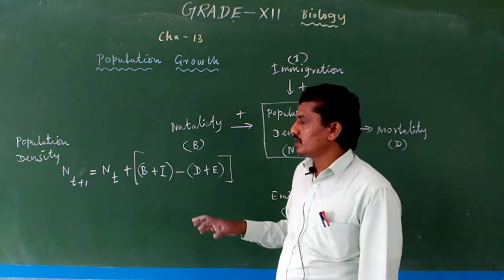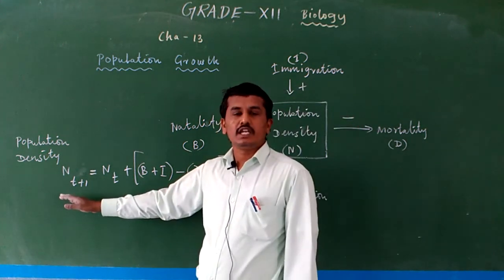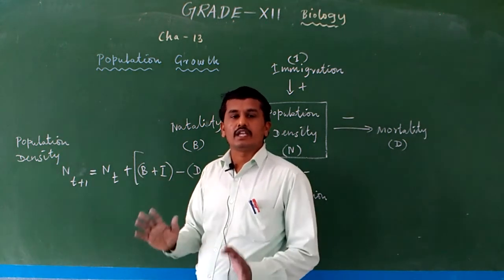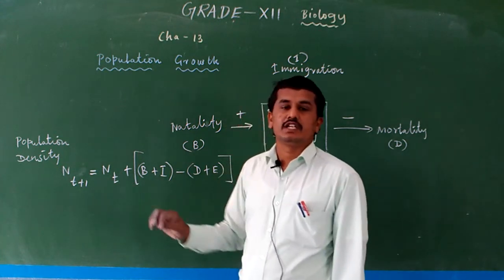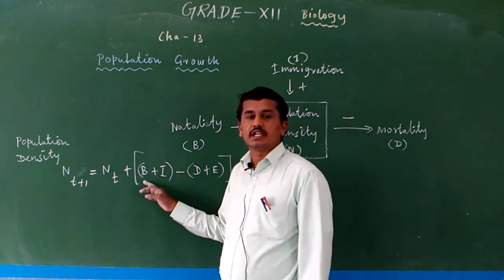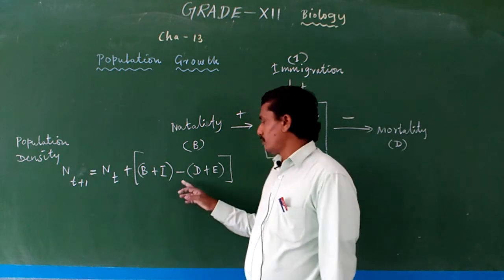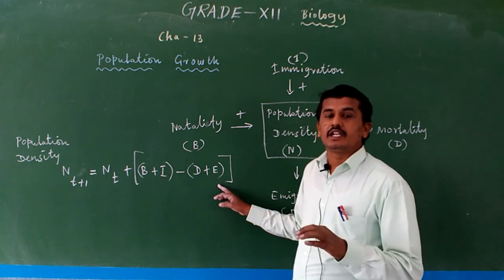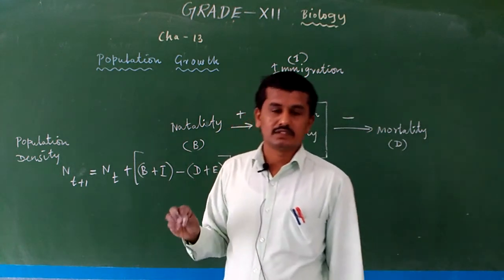Okay, in population density, with the use of this formula, N means population density at a particular time, after the particular time. For example, after 1 year, we calculate the population density. NT means the initial population in the last year, plus number of births in a particular year, number of immigrants in a particular year, minus number of deaths in a particular year, number of emigrants in a particular year. Okay, so we calculate the number of tiger population.